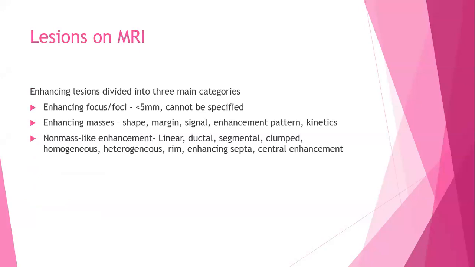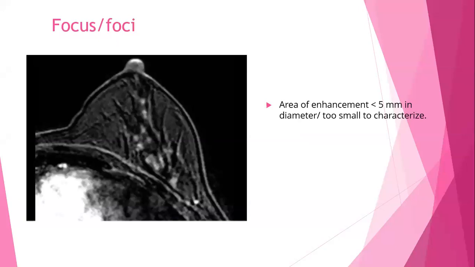When you're looking at lesions on MRI, with the gadolinium enhanced type, we divide our lesions into 3 main categories. We have an enhancing focus, which is an area of enhancement which cannot really be specified. You may have enhancing masses, which are described, or non-mass-like enhancement, where you don't have a mass per se and cannot localize it in terms of space, giving it a 3-dimensional feature. Then you look at the non-mass-like enhancement and see whether the features support a benign etiology as opposed to a malignant etiology. When you're looking at a focus, these areas of enhancement typically appear almost dot-like, less than 5 millimeters in diameter, and they are too small to characterize. Most of the time, these are just benign.